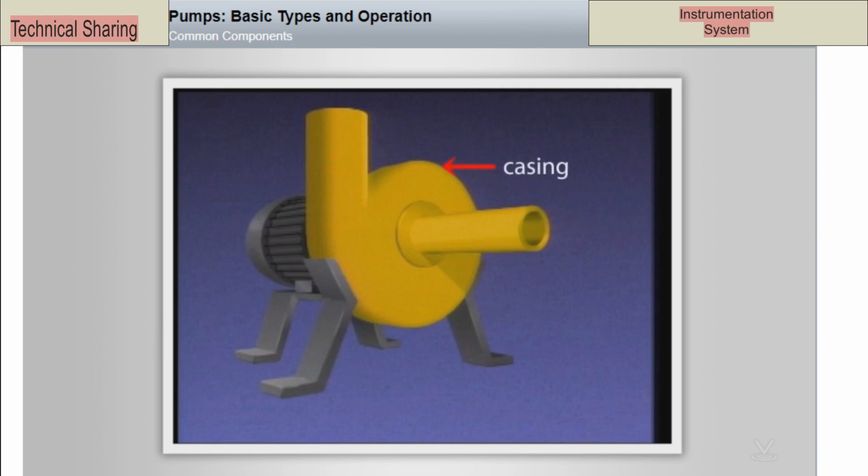Casing. The purpose of the pump's casing is to contain the liquid inside the pump during operation. The casing houses all of the pump's internal parts.